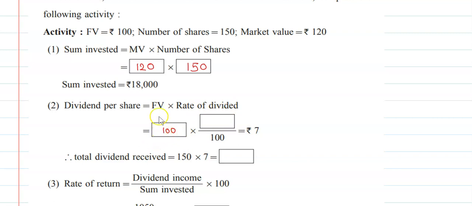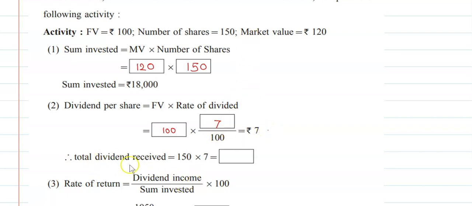Dividend हा कशावरती मिळत असतो? तर face value वरती मिळत असतो. म्हणून face value is rupees 100. Rate of dividend is 7%. Therefore here 100 and 100 will get cancelled and you will get 7.